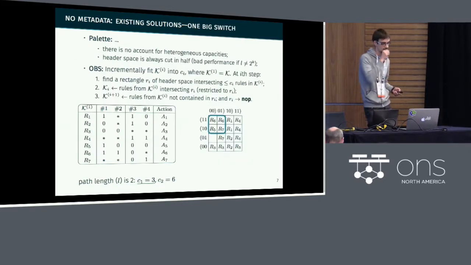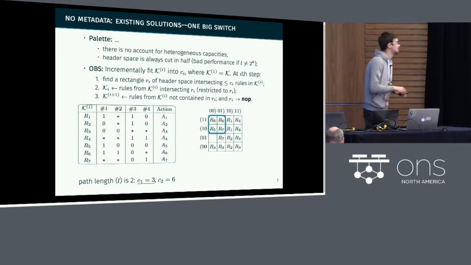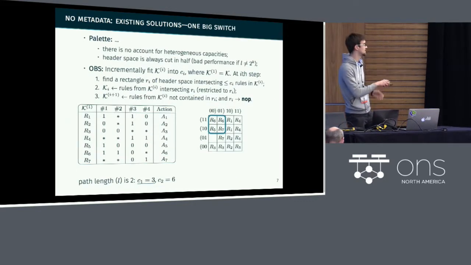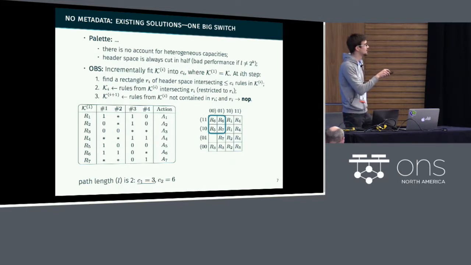So OBS, which was suggested at CoNEXT, improves over Palette. It solves some of these problems. In Palette, this step is performed in some greedy fashion until we get the solution. But here we proceed incrementally. That is, we first try to fit some of the rules to the first classifier, then some of the rest of the rules to the second, and so on. And basically, at each step, we do not select half of the header space. We select some rectangle that does not intersect with more rules than we can fit into the current switch.